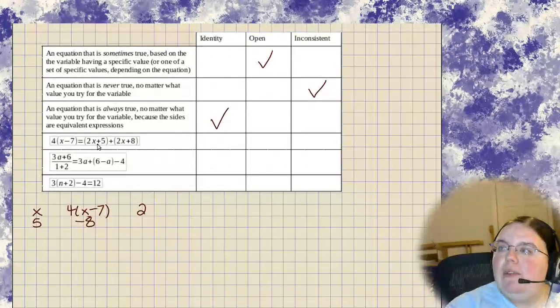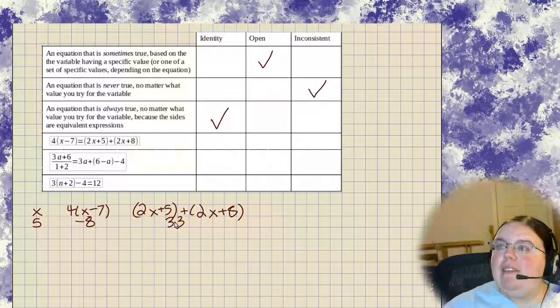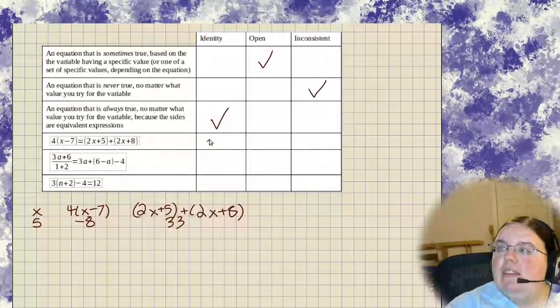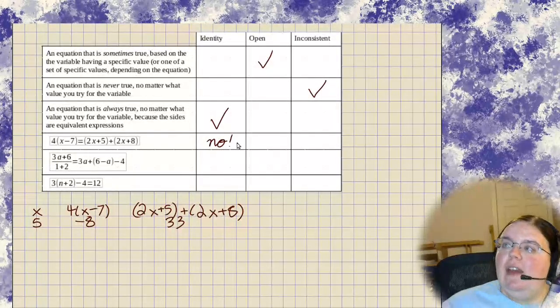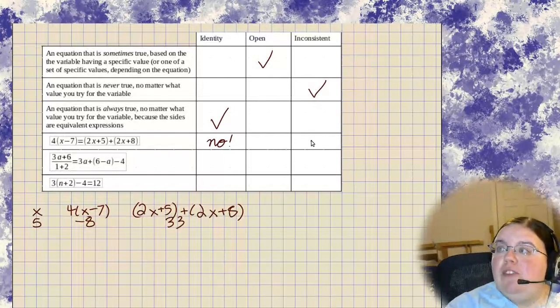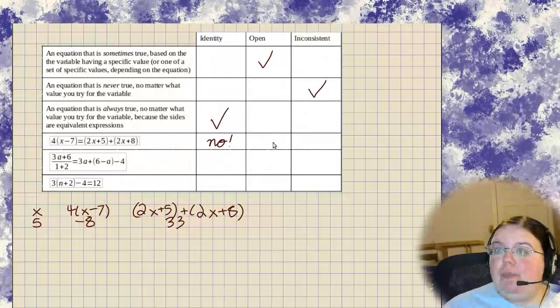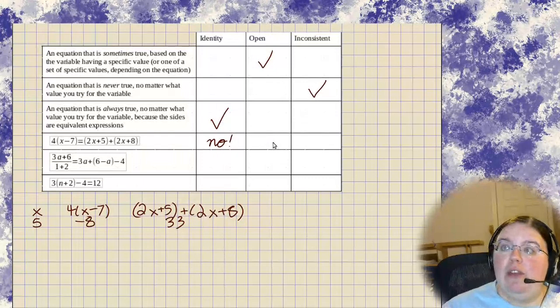So here's something I notice. Since I got negative 8 in one and 33 in the other, there is no possible way that this is an identity. I know this is not an identity. Now, I don't yet know just from this whether this is an open equation or an inconsistent equation. I know that 5 is not a solution, but there are a whole lot of other numbers that I could try.